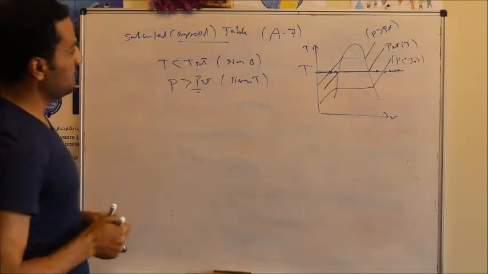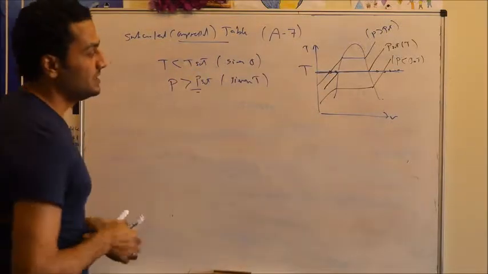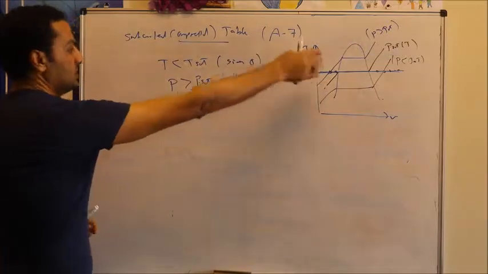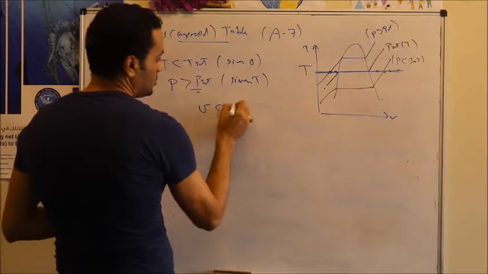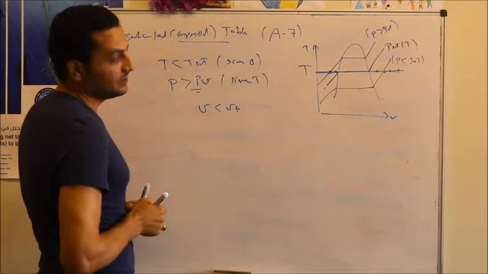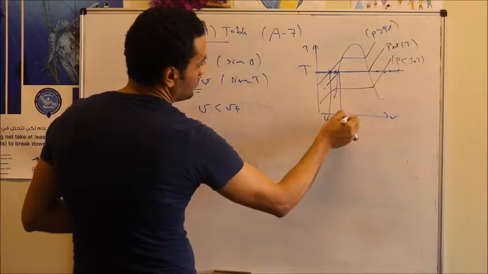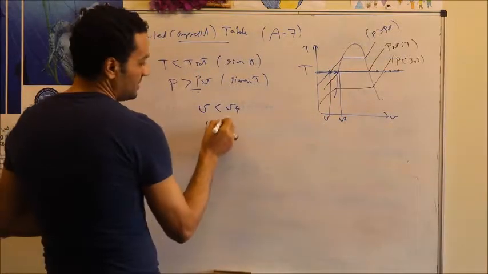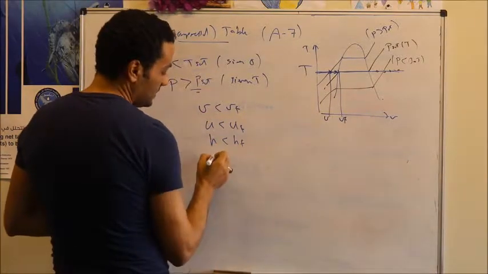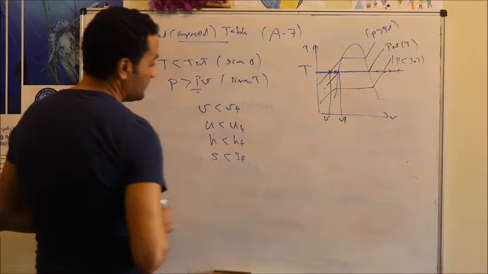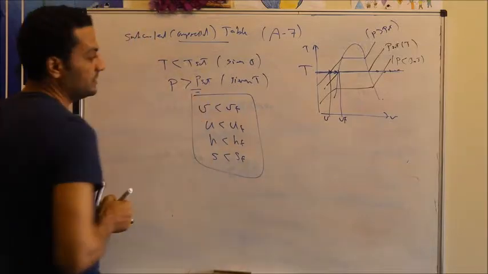So for the compressed liquid table, to be in the subcooled zone, the temperature should be less than the saturation temperature. And also in this case, the specific volume should be less than what? Less than V fluid, okay? So at any point here, the specific volume should be less than V fluid. And also the internal energy should be less than U fluid, and H is less than H fluid, and also the entropy is less than S fluid, okay? And in this case, we have to use table A7.